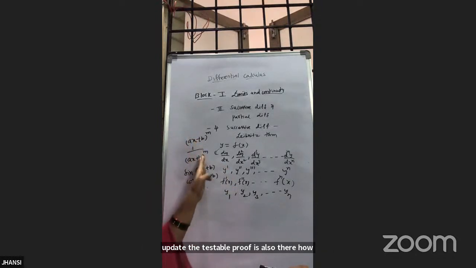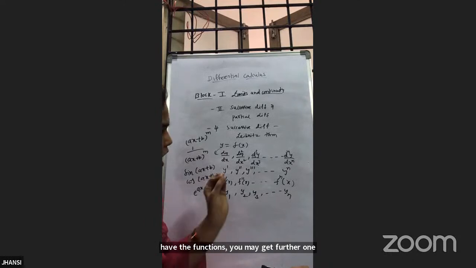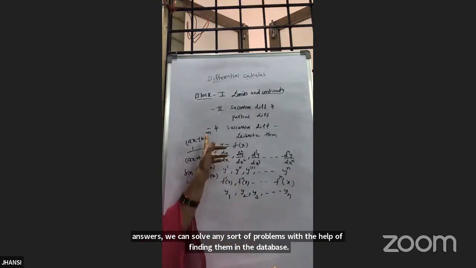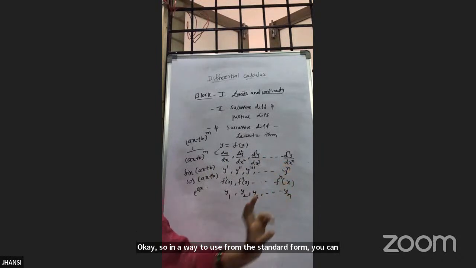Whatever standard formulas are there for the nth derivative of the functions, you may get them for the 1 mark question, objective type. And if you know the answers, we can solve any sort of problems with the help of finding the nth derivative. So from the standard form, you can find the nth derivative of any given function. That is one concept. It is for 10 marks; you may get a 10 marks question for finding the nth derivative of any function.